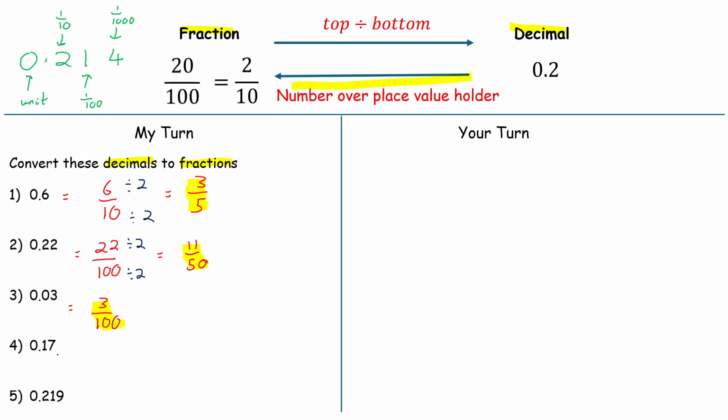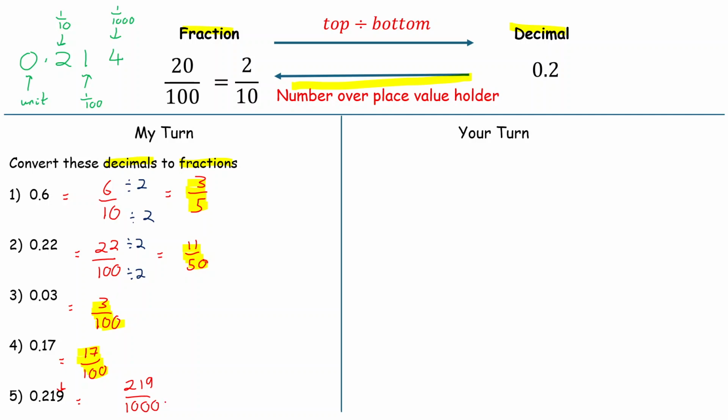Next one, 0.17. Again, your number is 17 over the 7, which is in the hundredths column, so it's going to be 17 over 100. And again, 17 is prime, so you can't simplify this fraction any further. So this is going to be your answer. The last one, we've got 0.219, and your number is 219 over, well, the 9 this time is in the thousandths column, so over 1,000.